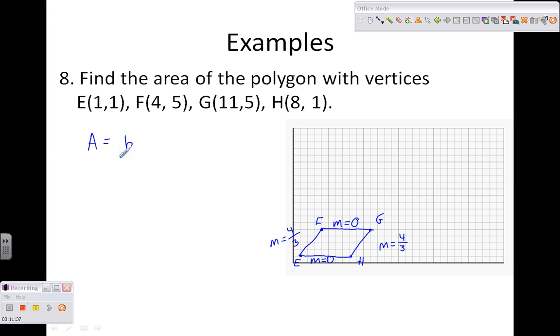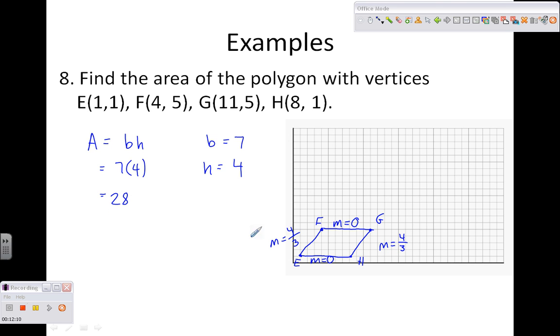So I can use my formula of base times height, but I need to find the base and the height. Let's think of EH as a base. Since it's horizontal, I can just count the boxes. So going from E to H, I notice that my base is 7. And now I need to find my height, the vertical distance, and since it's directly vertical, we can just count the boxes from the top to the bottom, and we get 4 boxes. So my base times my height is 7 times 4, which is 28.